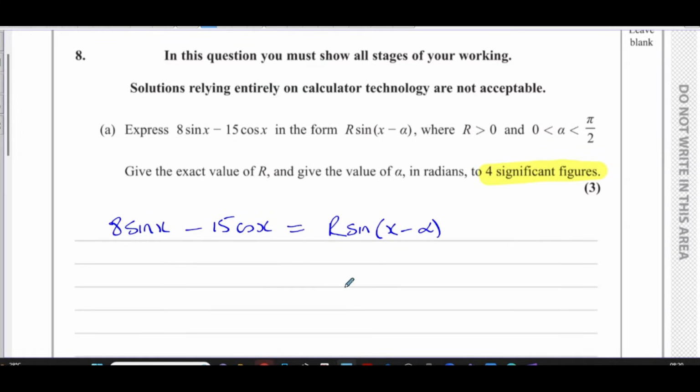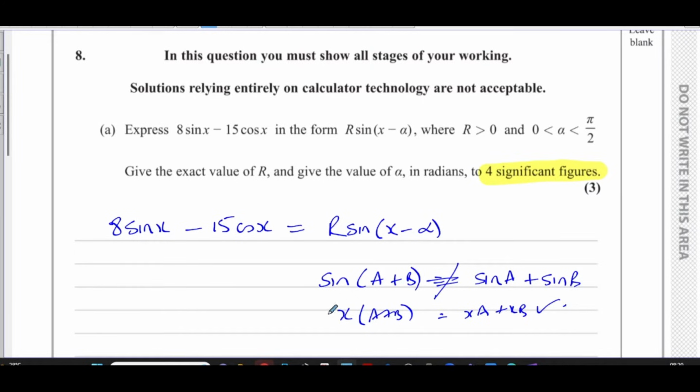One of the things a lot of students have an issue with in the beginning is they think, for example, that the sine of A plus B is equal to the sine of A plus the sine of B. And that's completely wrong. It's not like x times (a plus b), which would give you xa plus xb. That's correct, because x in itself is something complete by itself. It's a term by itself.